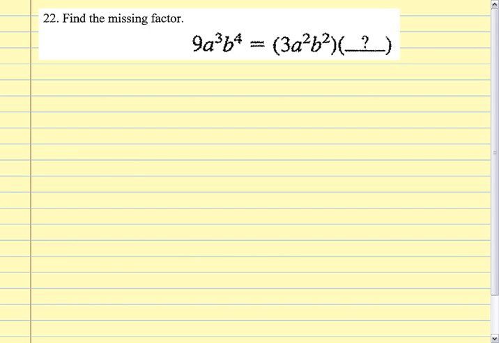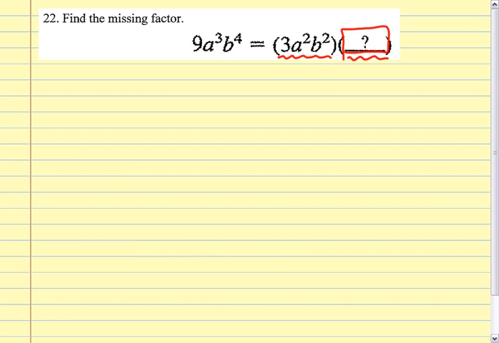Okay. Oh, good. All right. Now, since you guys have been factoring, this problem has become easier and easier. Clay, they want to know what goes inside this box, okay? This stuff times this stuff gives us 9a cubed b to the 4th. What do I have to multiply 3a squared b squared by to get 9a cubed b to the 4th?